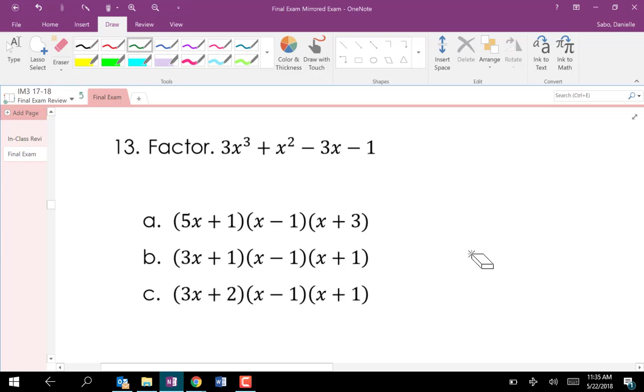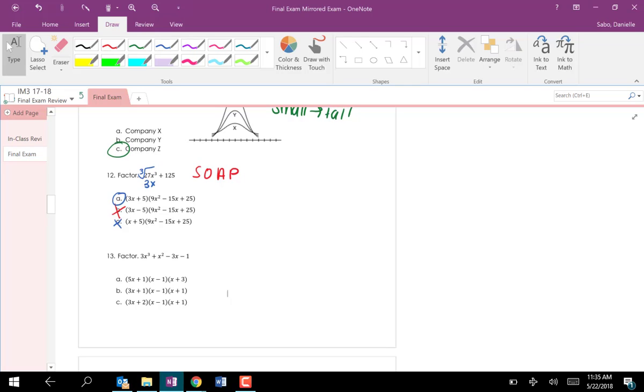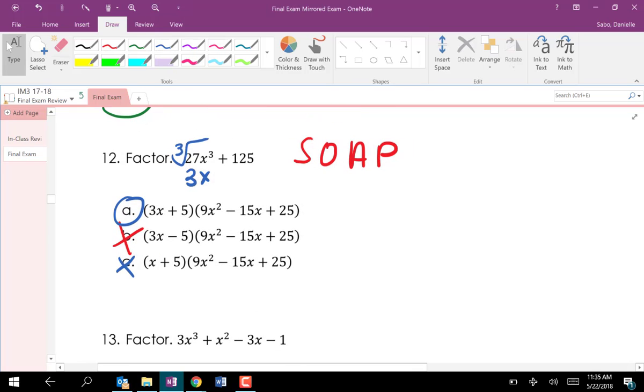Anyone know an alternate route that you can do if you don't remember how to do this problem? I think I taught it to you last semester. You want me to show you? Because if you forgot how to factor, you can do these problems, guys. All of them. Even number 12. Even if you didn't remember the SOAP thing. You can do these problems without even knowing how to factor.